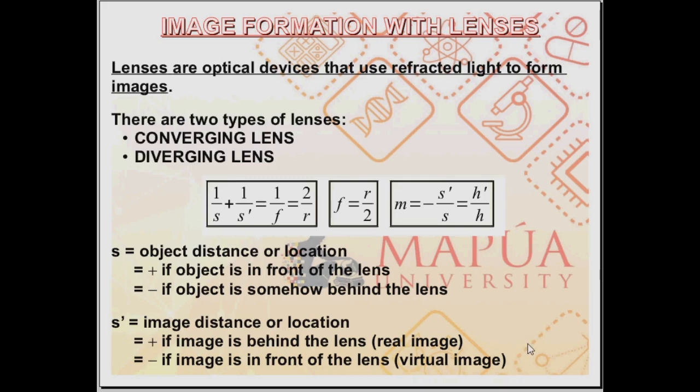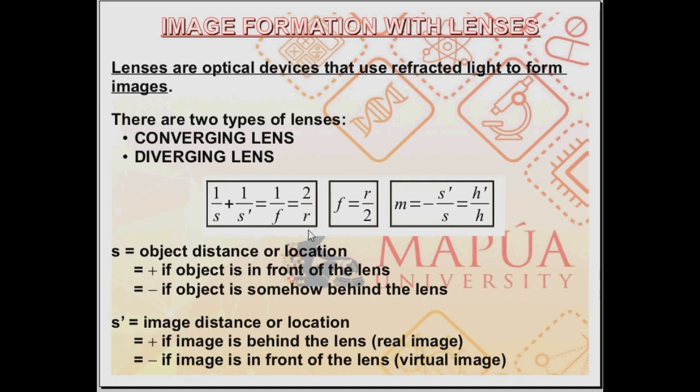If you recall the s prime for the mirror, it's the opposite. For the mirror, s prime is positive if the image is in front of the mirror, real image. And s prime is negative if the image is behind the mirror, virtual image. For a lens, again, s prime is positive if the image is behind the lens, you have a real image, and s prime is negative if the image is in front of the lens, virtual image.